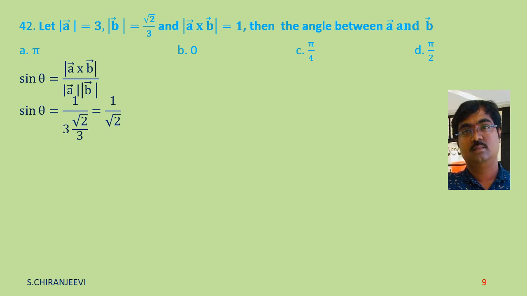So sin theta equal to 1 by 3 into root 2 by 3. 3 cancels, which is 1 by root 2. So theta is sin inverse 1 by root 2, which is option C.